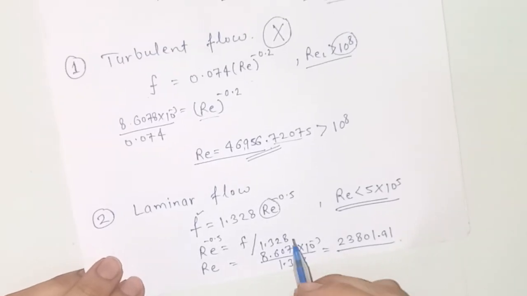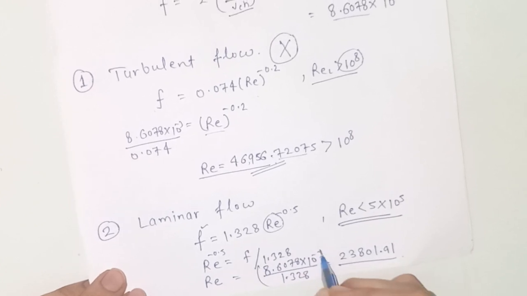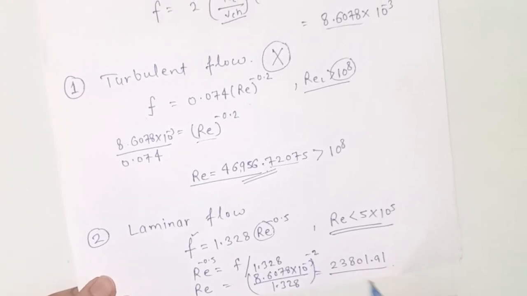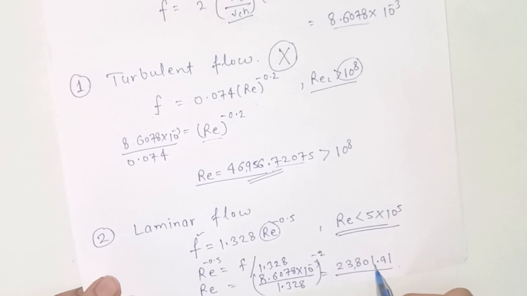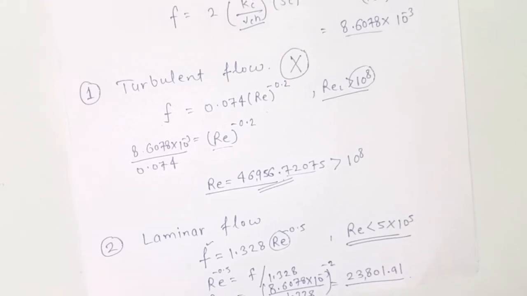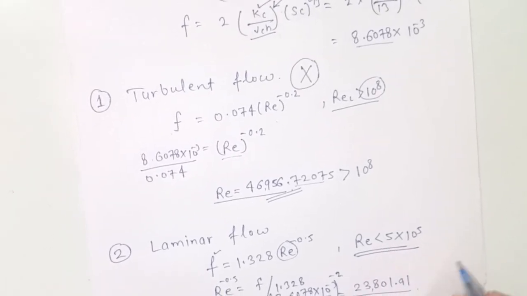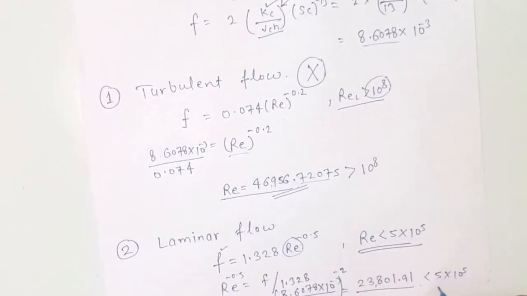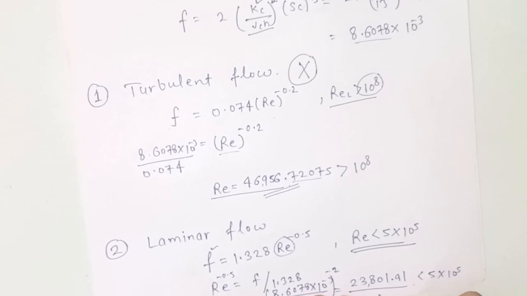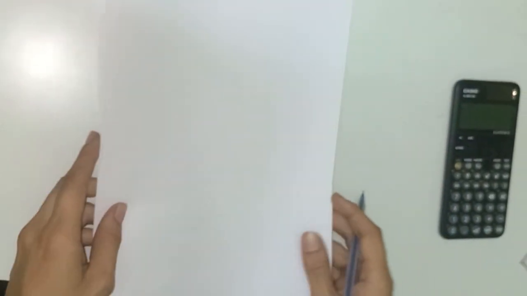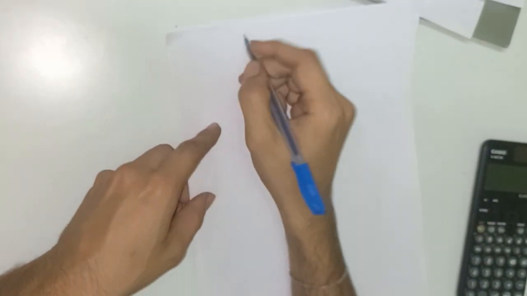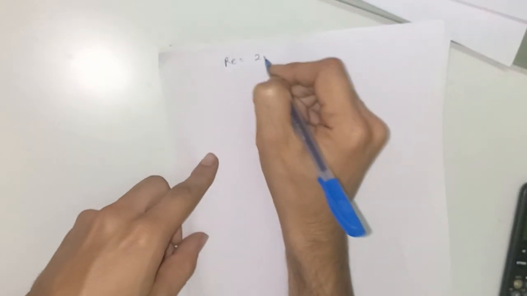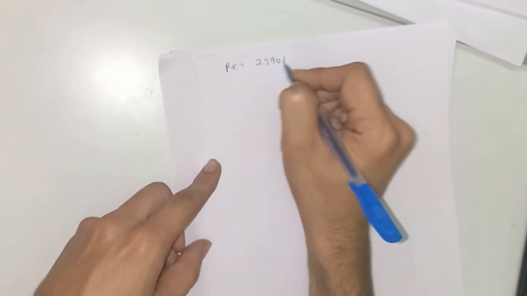So by substituting all the values, we get our answer as 23,801.93, and this value is correct because it is less than 5 × 10^5. So our assumption is correct. That means we can say the flow is in the laminar region, and we can substitute the value of the Reynolds number as 23,901.